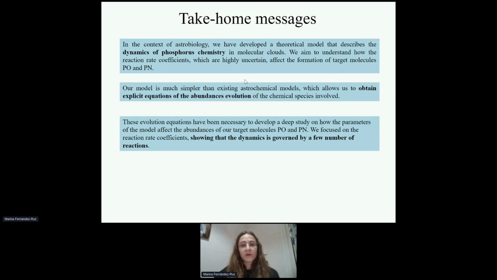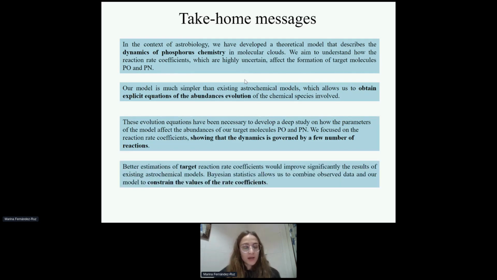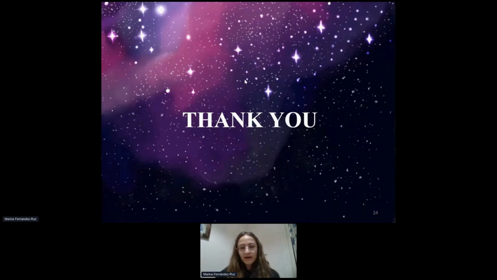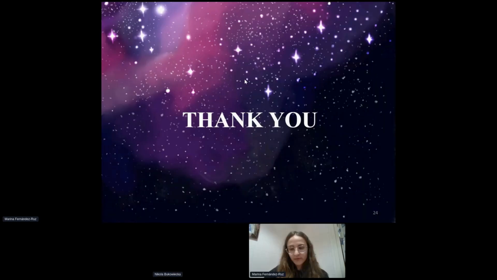We focused on the reaction rate coefficients, showing that the dynamics is governed by a small number of reactions. So we saw in the correlations that some of them were practically zero, while others were very high. And lastly, better estimations of target reaction rate coefficients would significantly improve the results of existing astrochemical models. Bayesian statistics allows us to combine observed data and our model to constrain the values of the rate coefficients. And that was it. Thank you everyone for being here.